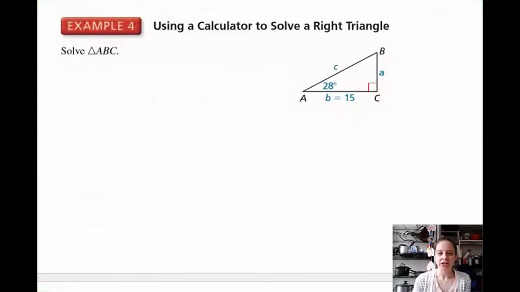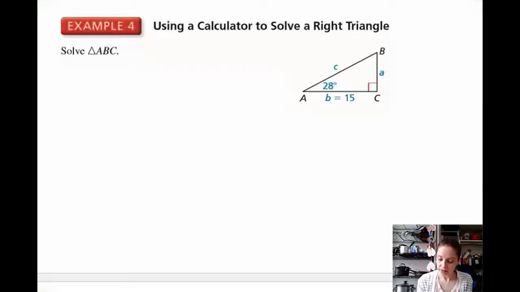Example 4, using a calculator to solve a right triangle. It says solve triangle ABC. That means find any missing angles and any missing sides. We'll begin with the angles. We're given that angle A is 28 degrees, angle C is 90 degrees, and we're trying to find angle B.